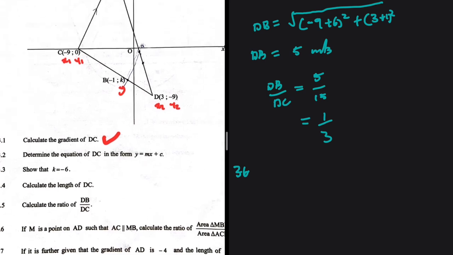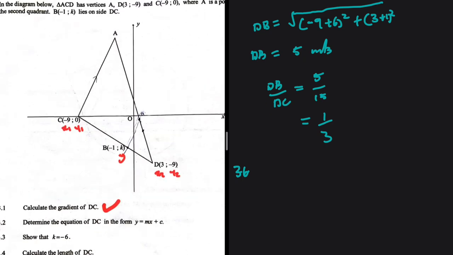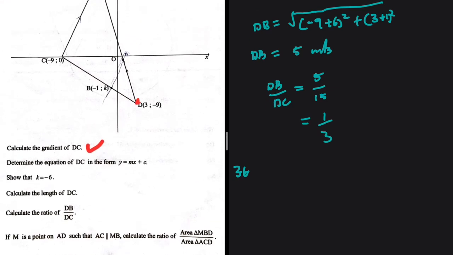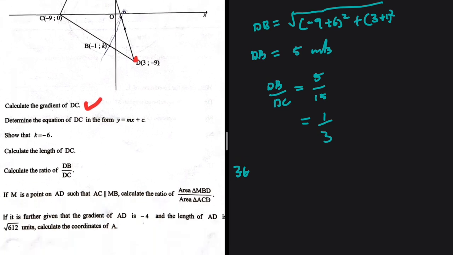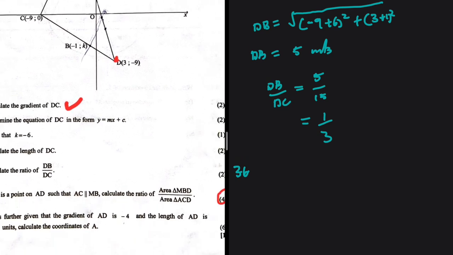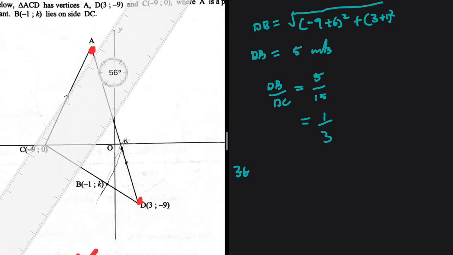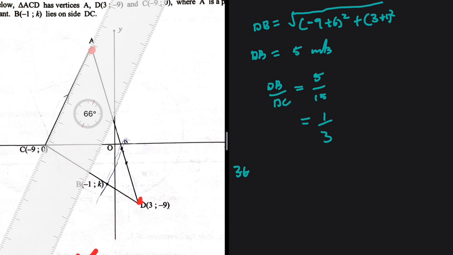If M is a point on AD, let me just erase some of this junk. M is a point on AD such that AC is parallel to MB. Calculate the ratio of the area of MBD divided by the area of ACD. So we need some point on AD such that AC and MB are parallel to each other.